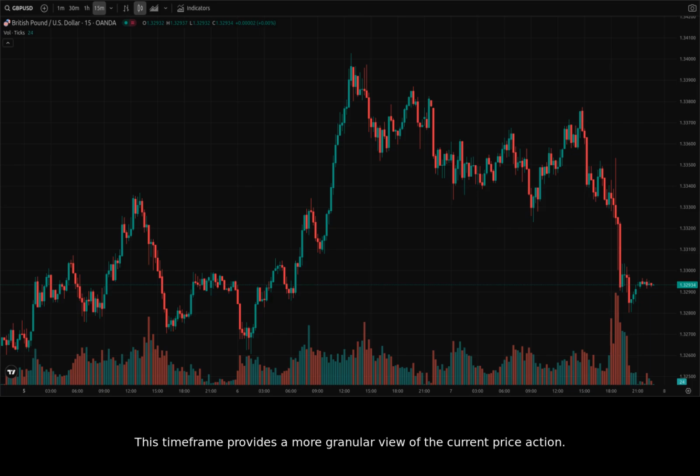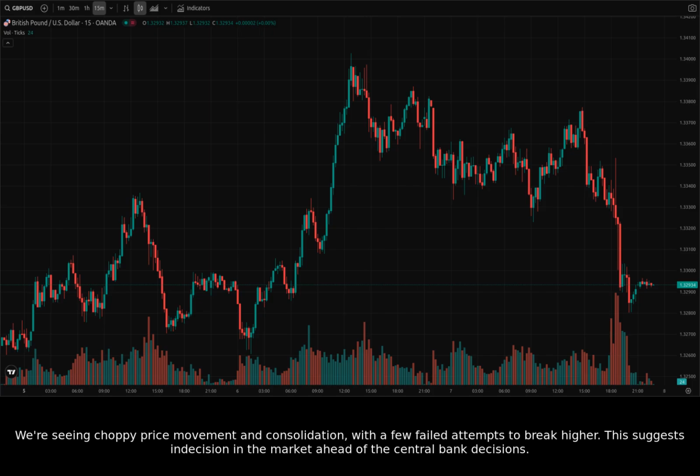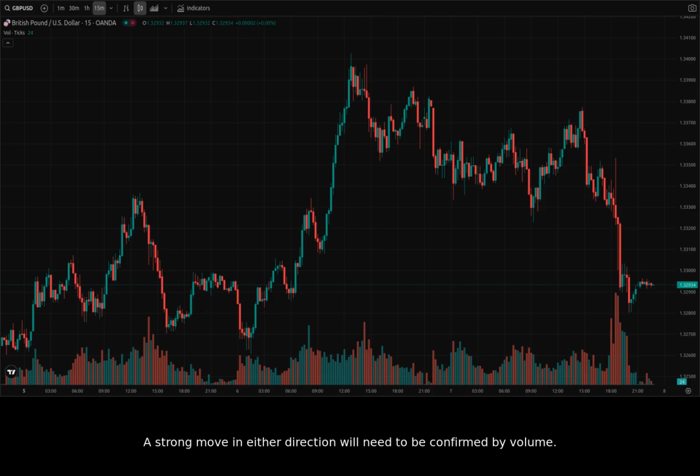This timeframe provides a more granular view of the current price action. We're seeing choppy price movement and consolidation, with a few failed attempts to break higher. This suggests indecision in the market ahead of the central bank decisions. A strong move in either direction will need to be confirmed by volume. The near-term outlook for BoE is highly dependent on the upcoming Fed and BoE meetings.